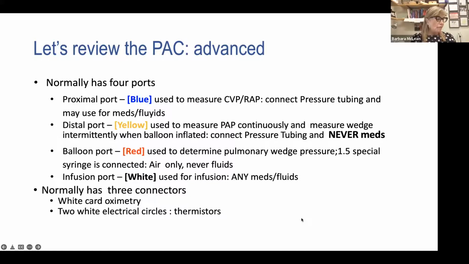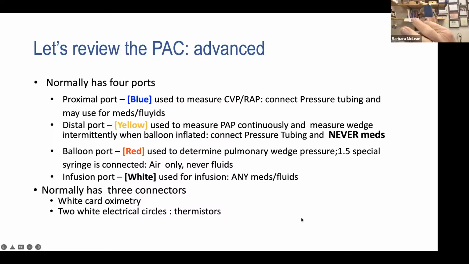If you're using an advanced PA catheter, and by advanced, I think we'll use that to include CCO and SVO2, as well as right ventricular ejection fraction catheter, with the advanced catheter, you're going to have two of those white circles that connect to an electrical outlet or an electrical input, and that's going to connect to your cardiac output monitor, and that actually helps you to continuously measure cardiac output. In addition to that, you have this blue card with white tubing.